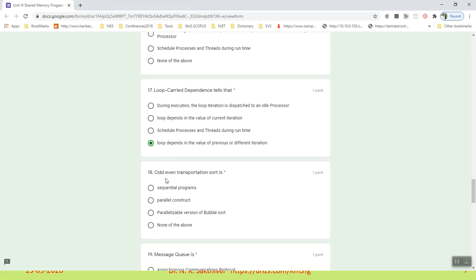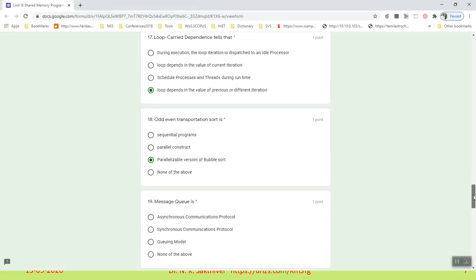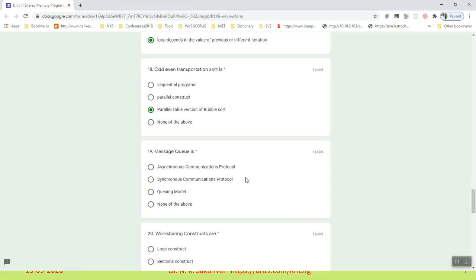18th, odd-even transposition. Odd-even transposition is a parallel mechanism, this one. Okay, third answer: parallelizable, and at the same time it is designed with bubble sort. So bubble sort is used for sorting numbers under a parallel architecture. Okay, so this one. And next question.